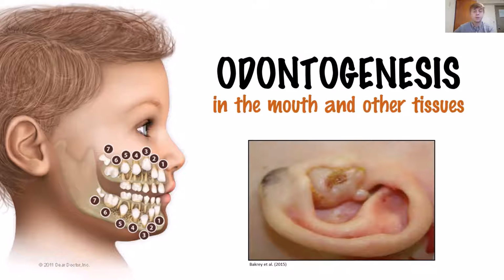My name is Jake Cho, and this is my presentation on odontogenesis, which is tooth formation. I'm going to discuss the stages of tooth development, as well as touch on some developmental abnormalities that can happen.